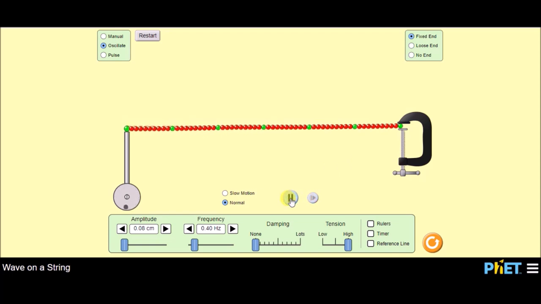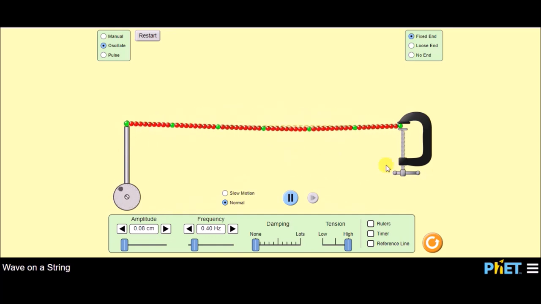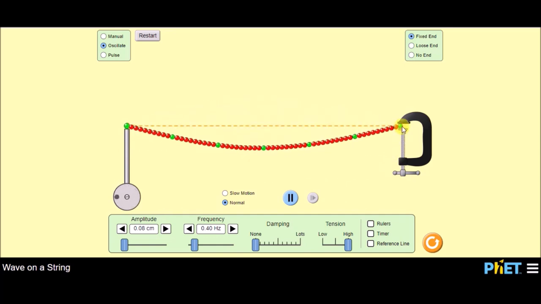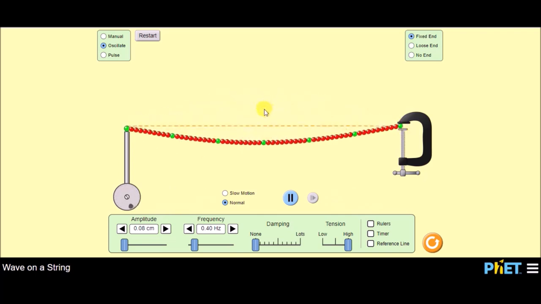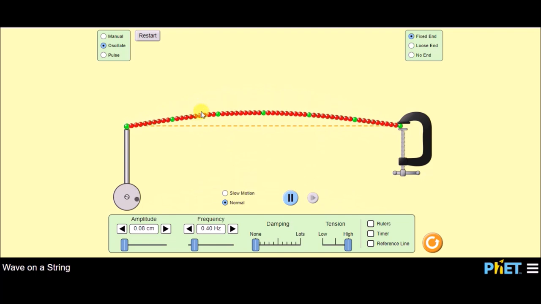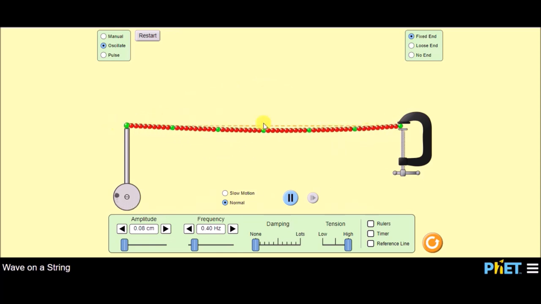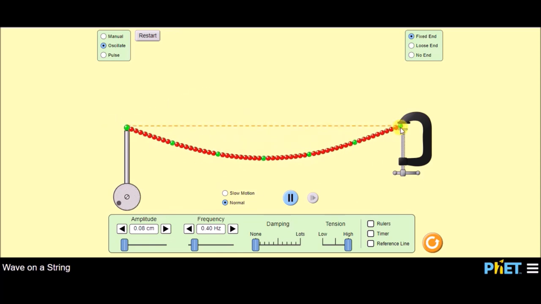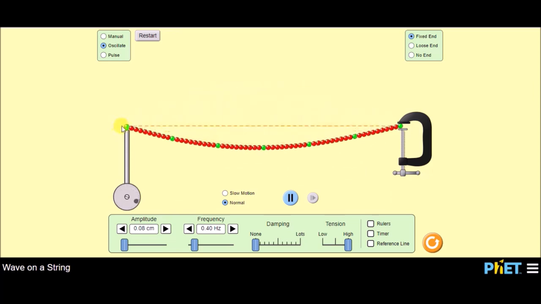Right. This one is the case for the fixed end. And you can see there is a node here. This is not moving, and as it is fixed, it is obvious that there is a node here. And there is an anti-node here. For this one, there are two nodes which is half the wavelength apart. If this is the length of the string, then this is the half the wavelength.